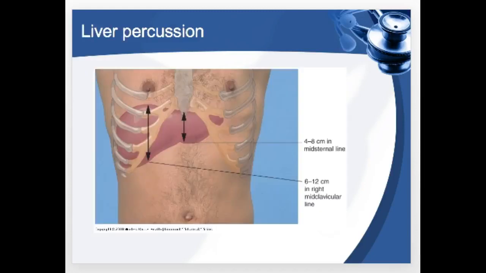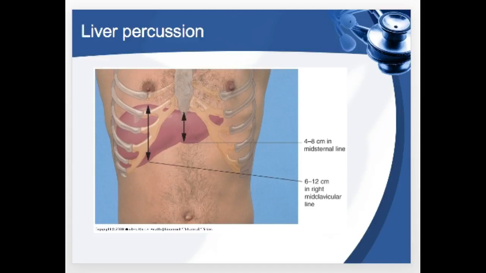Here's a picture that illustrates what we were just talking about. You percuss over the anterior chest wall between the lung and the costal margins in both the midclavicular and the midsternal lines. Here, you would expect 6 to 12 centimeters, and then underneath the sternum, maybe 4 to 8. Anything larger than that can indicate hepatomegaly, enlargement of the liver. But that's a pretty large range, 6 to 12 centimeters and 4 to 8 centimeters.